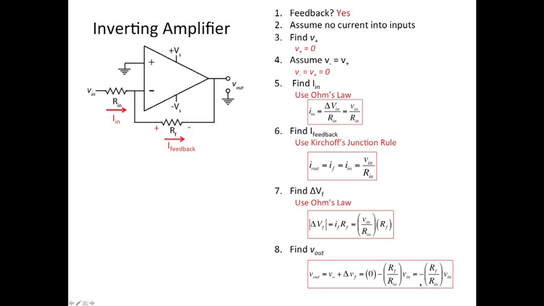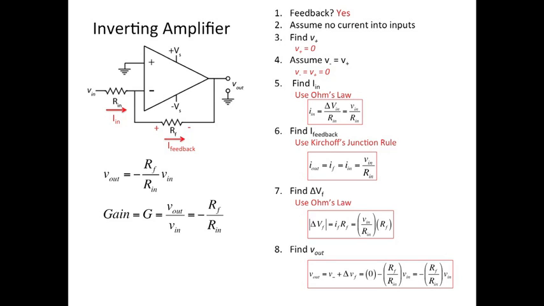And you can see that it's an inverting amplifier in that it's Vin multiplied by some constant. That's just the ratio of the feedback resistor and the input resistor. And it's inverting because it's minus. So if I put in a positive input voltage, I'm going to get a negative output voltage. Or if I put in a negative input voltage, I'm going to get a positive output voltage. So that's the inverting amplifier.